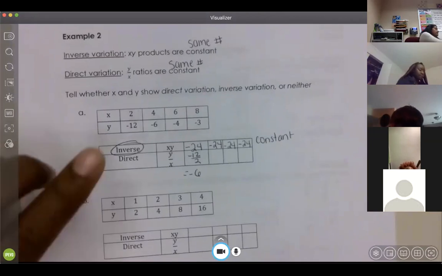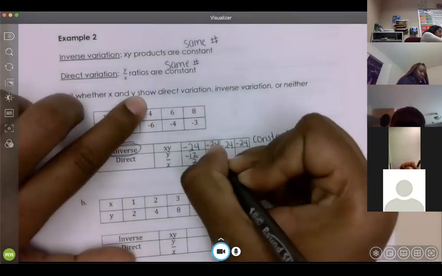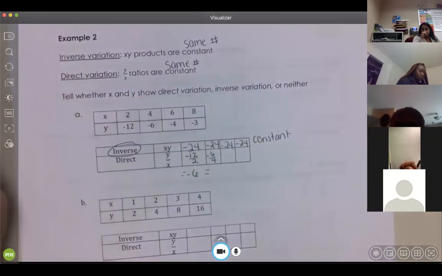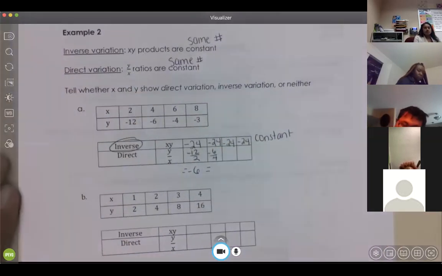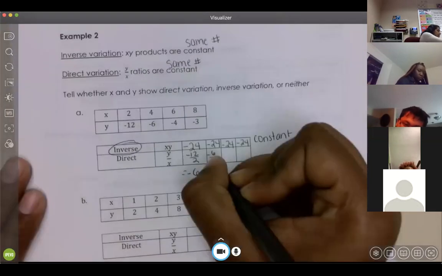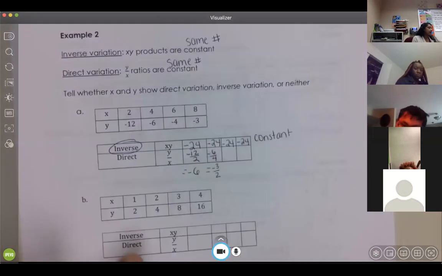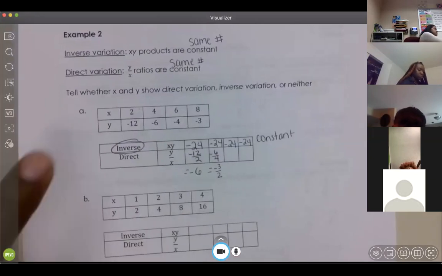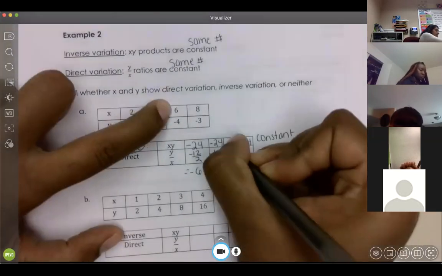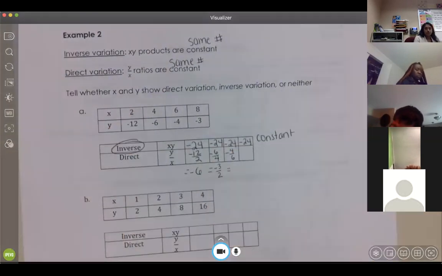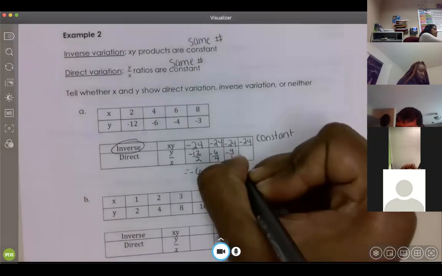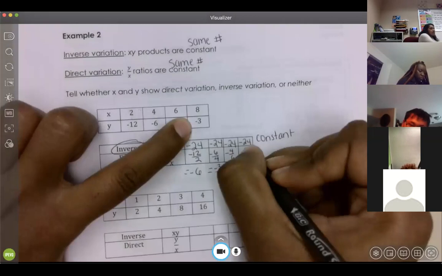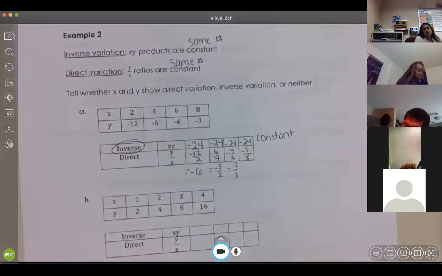Then you want to do negative 6 divided by 4. Make sure you reduce it. So find out what goes into 6 and into 4. Those can both be reduced by 2. So that's negative 3 divided by 2. Already, you know these are not going to be constant because these are not the same number. But let's go ahead and fill it out still. Let's do negative 4 divided by 6. That can also be reduced by 2, so it's negative 2 divided by 3. And then the last one, y divided by x, negative 3 divided by 8 is negative 3 over 8. You can't reduce that any further.